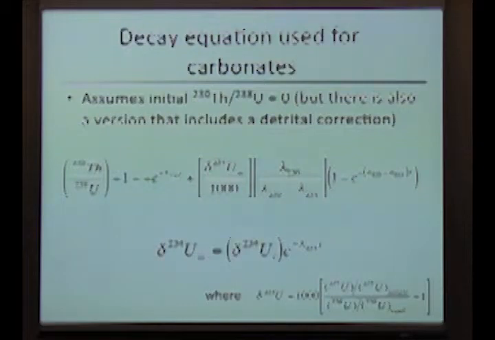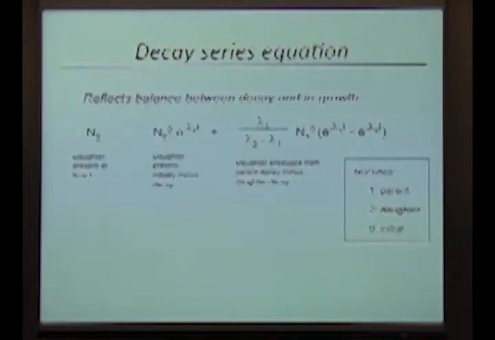The initial delta 234 is useful because you can use it, for example, in corals. You know what the initial delta 234 should be because it should be like seawater. So you can use it to check for whether there've been disturbances. For groundwater applications, you can see what the delta 234 is, and you can use that to track various groundwater applications.